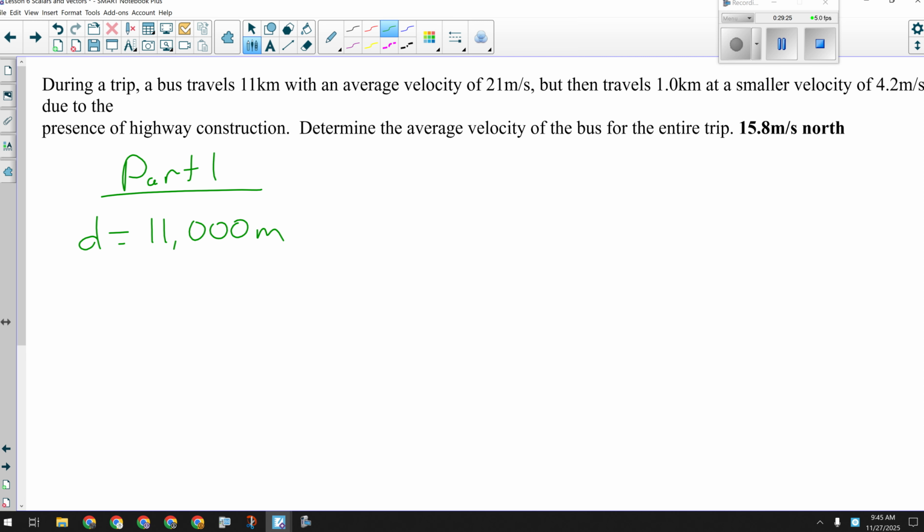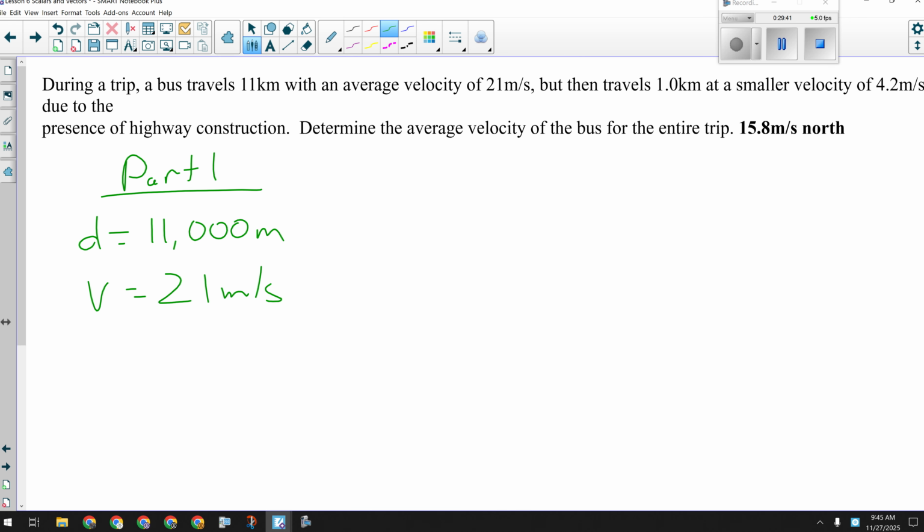Right, it said 11 kilometers, and my units for speed are in meters per second. Okay. Gotta make my units match. Can't do any math until all the units match.